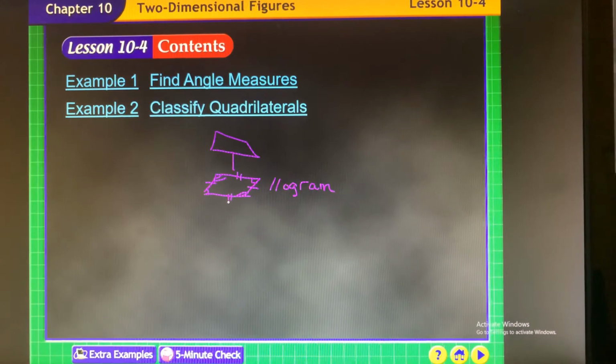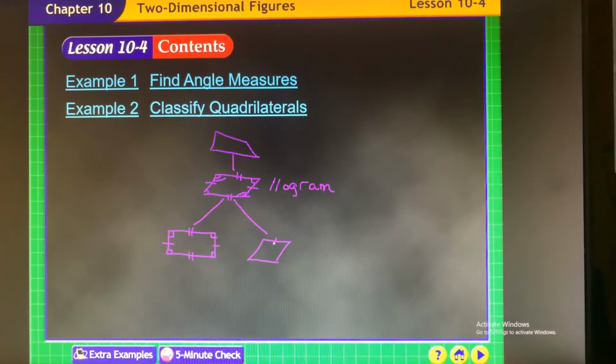Then from the parallelogram, it branches out in its family tree of hierarchy into this shape, which I'm sure you're familiar with, and then into this shape. So starting with this one, even though it doesn't look like it, this obviously is a rectangle. A rectangle has all angles congruent. So that makes it different than a parallelogram. It also has opposite sides congruent. That makes it similar to the parallelogram.